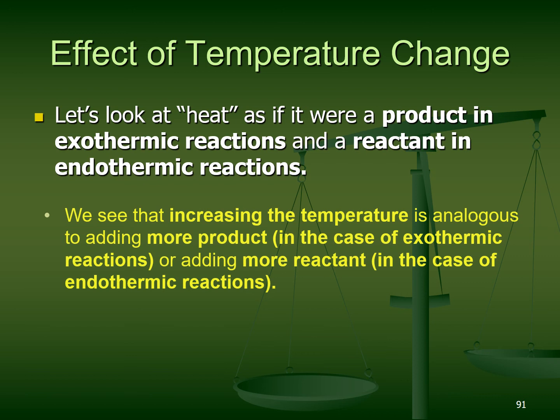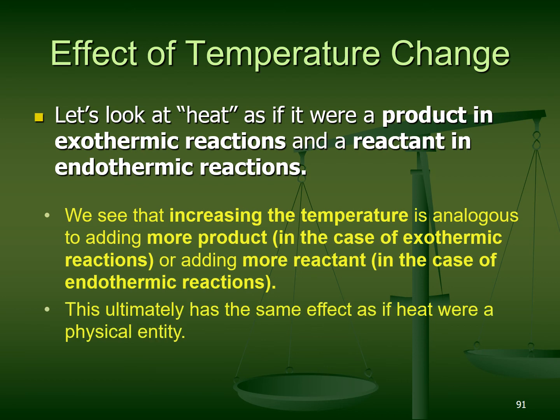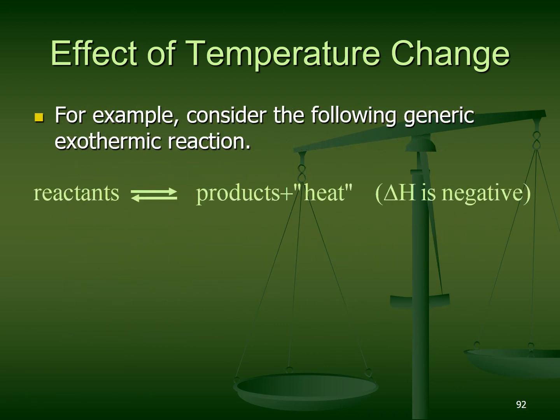Once you know which side the heat is on, whether it's exo on the right or endo on the left, if you increase the temperature, it shifts away from that side. If you decrease the temperature, so basically you're removing heat, it will shift toward that same side. So it's the same as if heat were a physical entity, like changing the concentration. You're changing the concentration of either a reactant or a product. So for example, what if you have an exothermic reaction? Now don't forget, exo and endo can't change. It just is what it is.